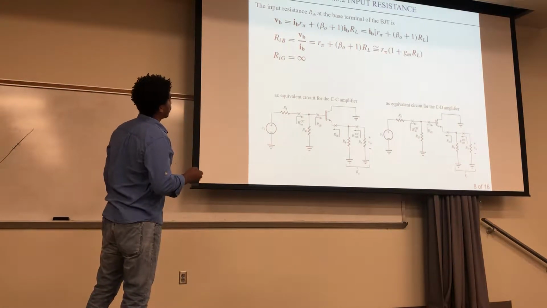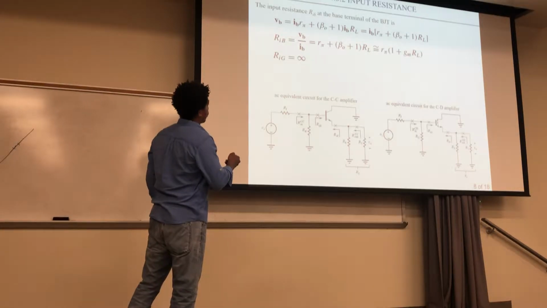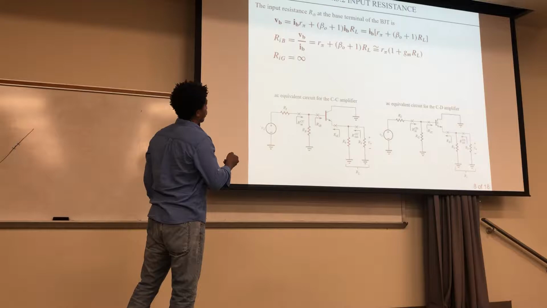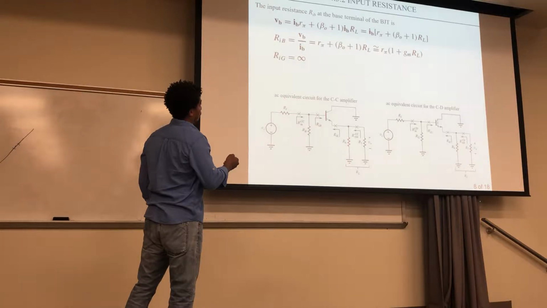And we can approximate it to be like this. That's doing the same approximation as last time by assuming that beta 0 is much, much greater than 1, and also that beta 0 equals GM times R pi. So we can factor out this R pi on the front.